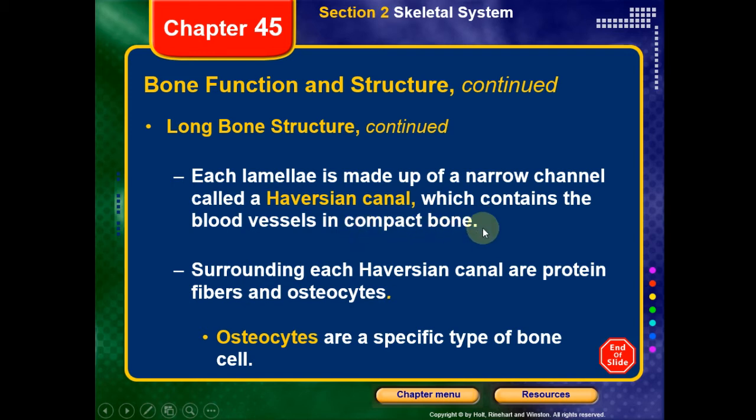We're still at the compact bone. Surrounding each Haversian canal, there are protein fibers and osteocytes. Osteocytes, this is an important word. These osteocytes are a specific type of bone cell.